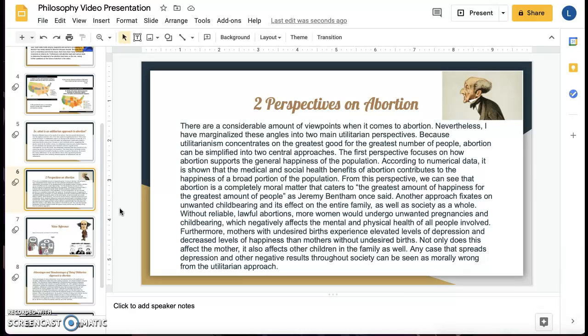Another approach fixates on unwanted childbearing and its effects on the entire family, as well as society as a whole. Without reliable, lawful abortions, more women would undergo unwanted pregnancies and childbearing, which negatively affects the mental and physical health of all people involved. Furthermore, mothers with undesired births experience elevated levels of depression and decreased levels of happiness than mothers without undesired births. Not only does this affect the mother, it also affects other children in the family as well. Any case that spreads depression and other negative results throughout society can be seen as morally wrong from the utilitarian approach.